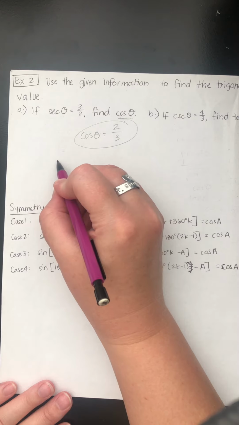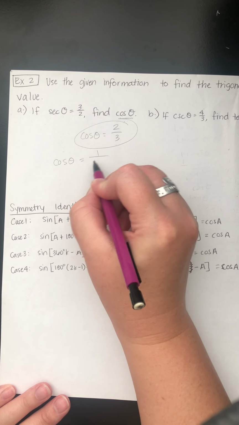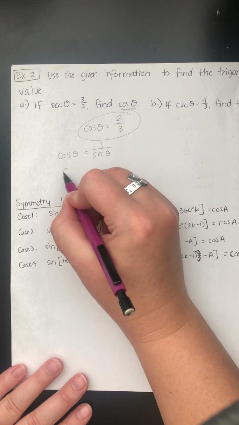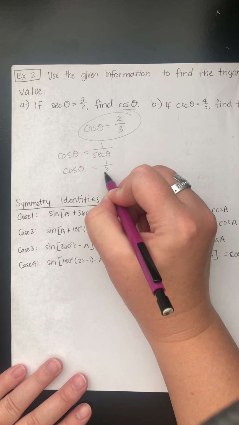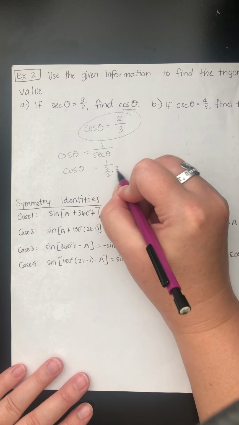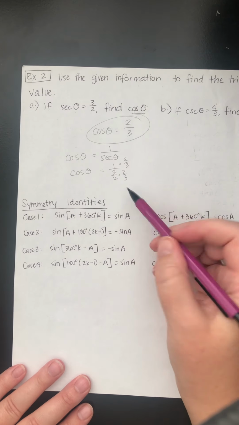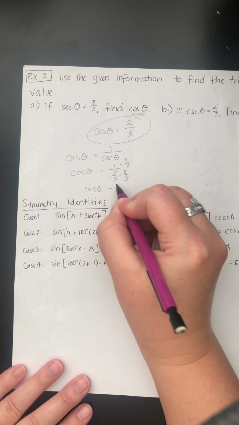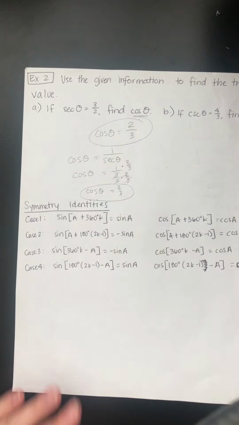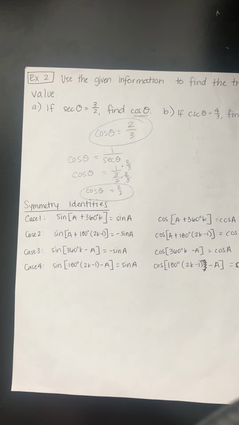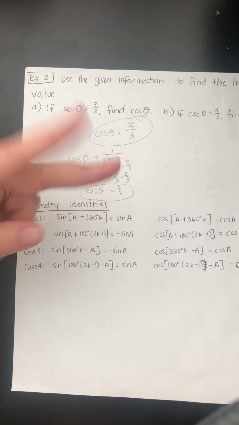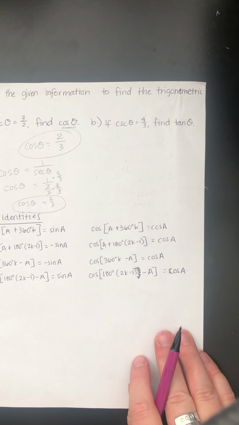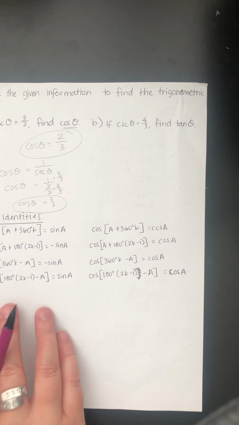You can always write this out, that cosine of theta equals 1 over secant of theta. That's our reciprocal identity. You can plug in 3/2 here, and you can solve by multiplying by the reciprocal. On the bottom, it's all going to cancel. 1 times 2/3 is just 2/3. We get the same answer. If you can figure it out like this, that secant and cosine are just reciprocals, so you flip the fraction.